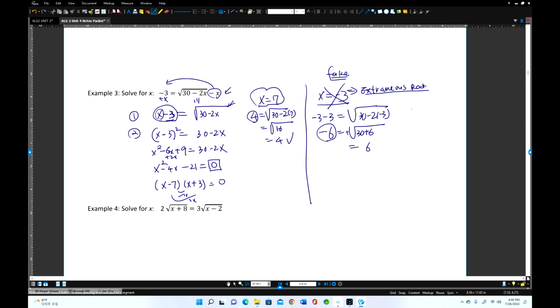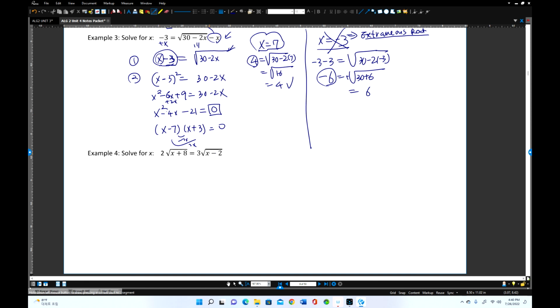Okay, that's all. When you have a square root on both sides, it doesn't matter. It's already isolated, because the left is only one square root and the right is only one. That's okay, just square it. 2 squared is 4, and the square root squared is just x plus 8. The right is 9 times x minus 2. Solve: 4x plus 32 equals 9x minus 18. Minus 4x, minus 8: 5x equals 50, so x equals 10.